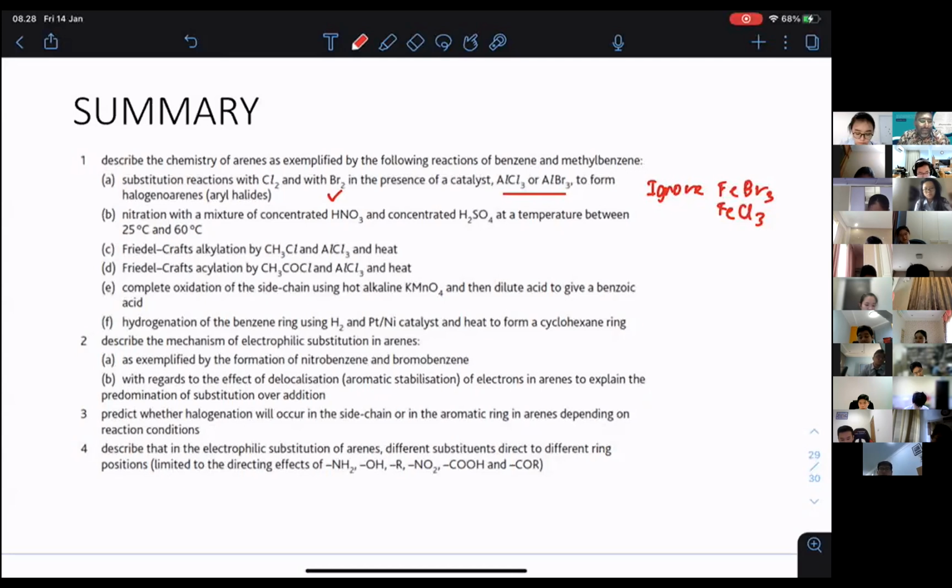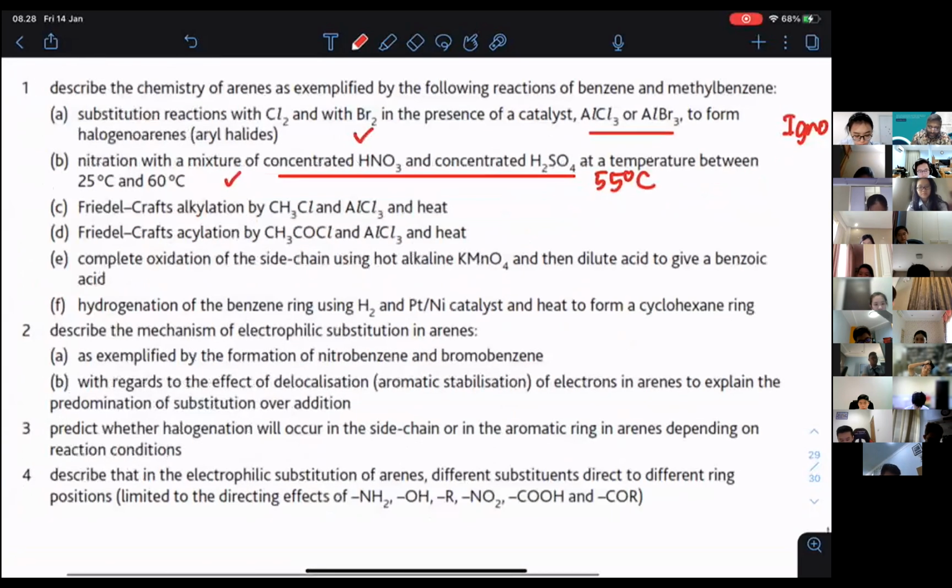So you see here, nitration, we have learned about nitration. Do remember both of the acids must be concentrated. I am using 55 degrees Celsius, which is okay. Friedel-Crafts reaction, do remember your textbook doesn't include heat, so we need to include heat. And complete oxidation of the side chain, do remember benzoic acid. They didn't say side chain of what, methyl benzene or what, any alkyl benzene will give you benzoic acid.